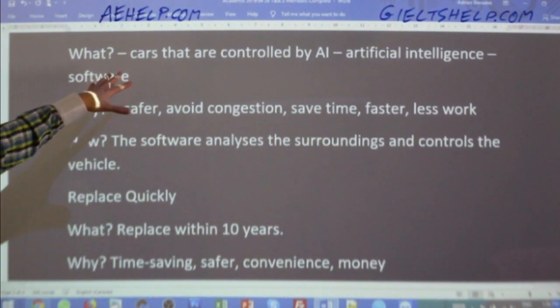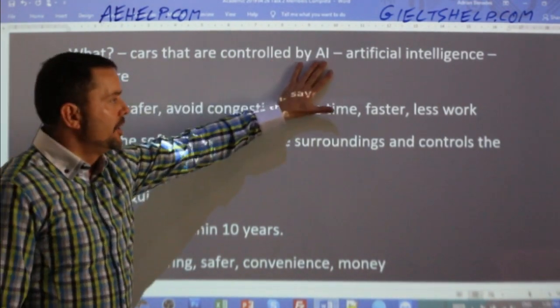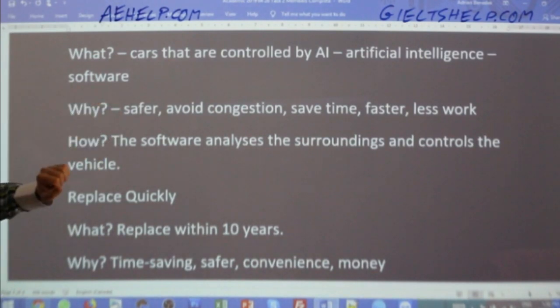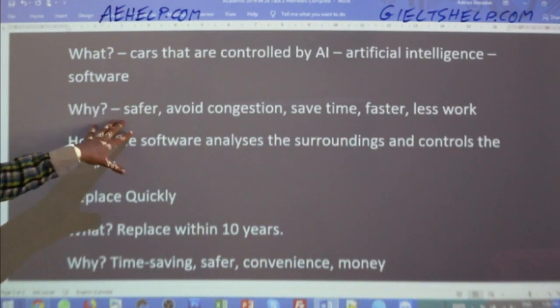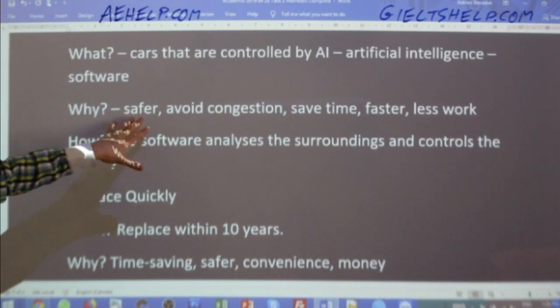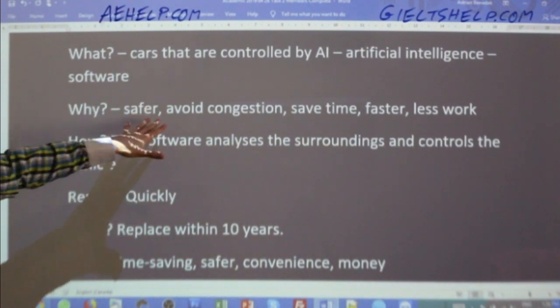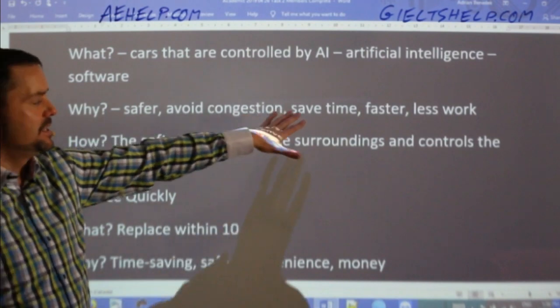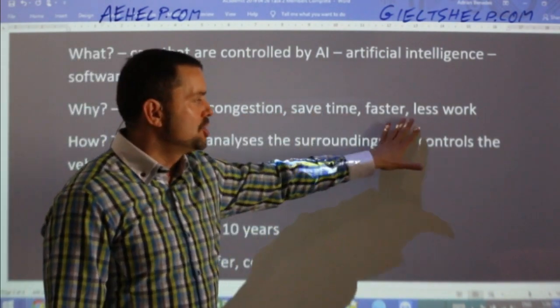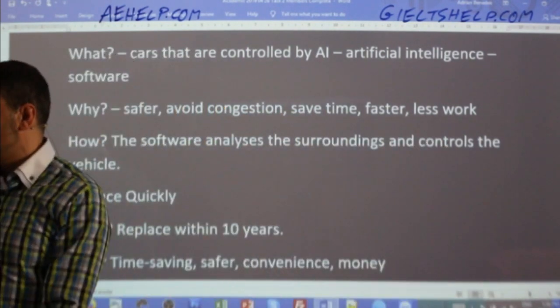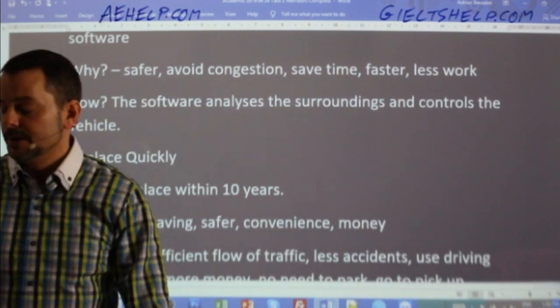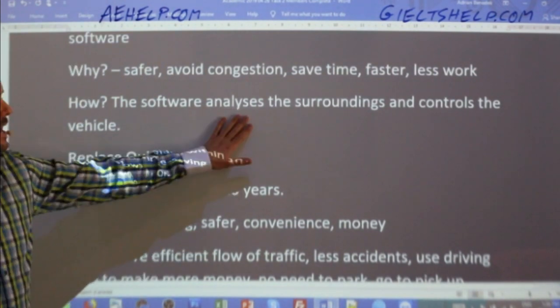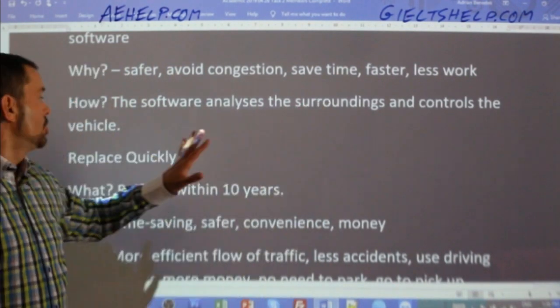So what are we talking about? Cars that are controlled by artificial intelligence, by software. Why have these come into existence? Because they're safer, they alleviate congestion or heavy traffic, they save time, they're more efficient, they require less human effort or work. How does it happen? The software analyzes the surroundings, controls the vehicle.